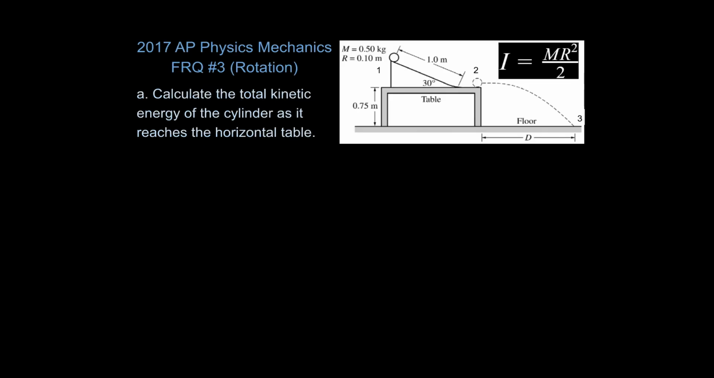All right, so let's take a look at the problems. First of all, for A, it says calculate the total kinetic energy of the cylinder as it reaches the horizontal table. I've gone ahead and labeled these as 1, 2, and 3. I would do that on my test if I were taking this, just to be clear of what I'm talking about as we go through. It is something you might want to think about doing just so you're clear about what you're working with. You can think of this as a conservation of energy problem to begin with.